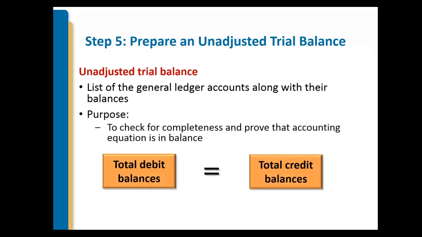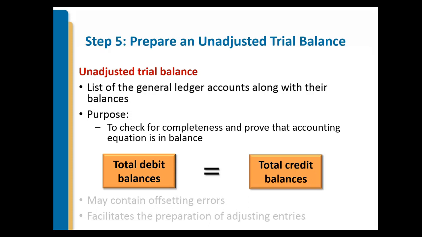Next, we are going to prepare an adjusted trial balance for step 5. Now this is required before we prepare any financial statements and before we do any adjusting entries. We call those internal transactions, and they get recorded at the end of the period. So this trial balance is really pretty simple. It's a list of all the general ledger accounts, listed in the order they appear in the ledger, along with their balances at a particular date.